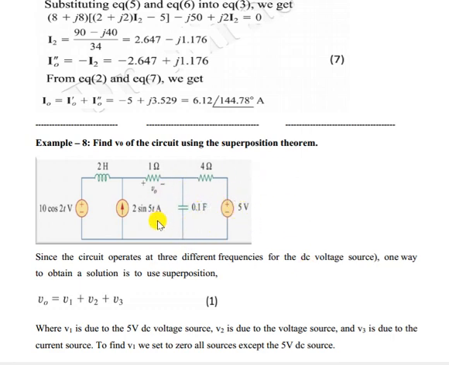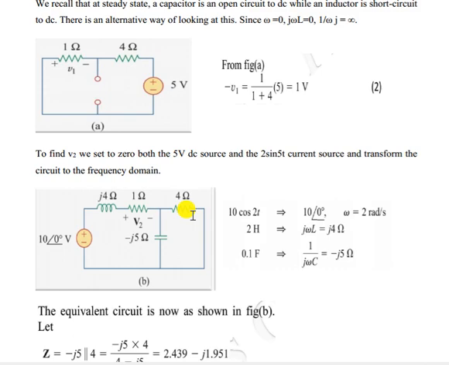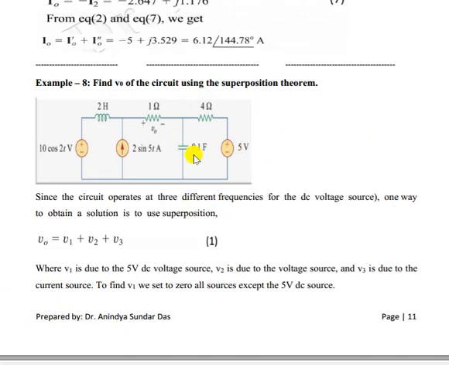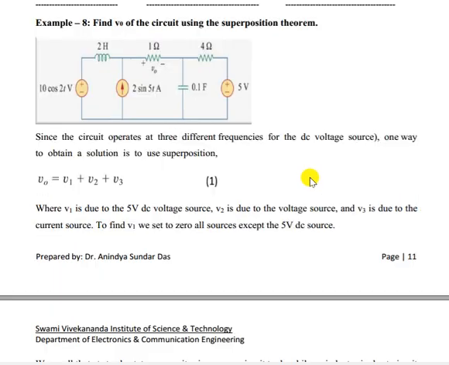What we are doing is, for DC, capacitor acts as open circuit, inductor acts as short circuit. Hopefully you remember the point: for a capacitor, I equals C dV/dt. If V is constant, dV/dt is 0, so I equals 0. I equals 0 is possible when it is open circuited, no current will pass. And for an inductor, V equals L di/dt. Now if I is constant, V is 0. V is 0 means it is a short circuit.